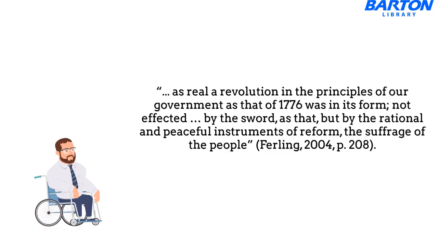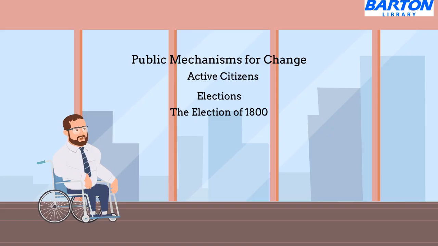Twenty years later, Jefferson would assert the election was as real a revolution in the principles of our government as that of 1776 was in its form, not affected by the sword, as that, but by the rational and peaceful instruments of reform, the suffrage of the people. The principles written into the Declaration of Independence had been given practical form in the Constitution. This structure allowed them to cooperate in a sustainable government that operated by ongoing consent.